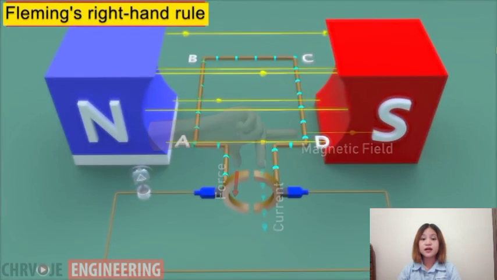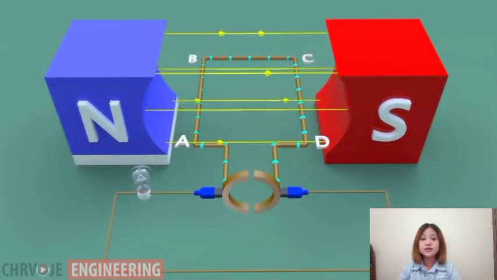So to conclude, the induced current follows the path ABCD of the coil. The induced current follows the path ABCD of the coil, and the effects of the split rings of the commutators in DC generators is to ensure that the induced EMF is always in one direction.